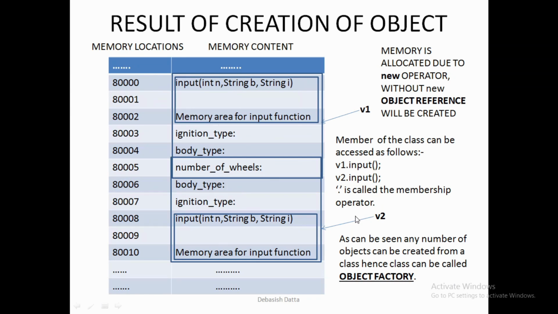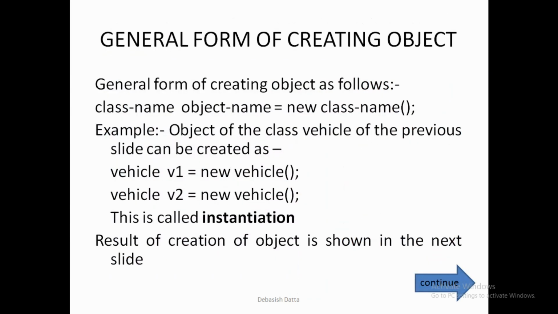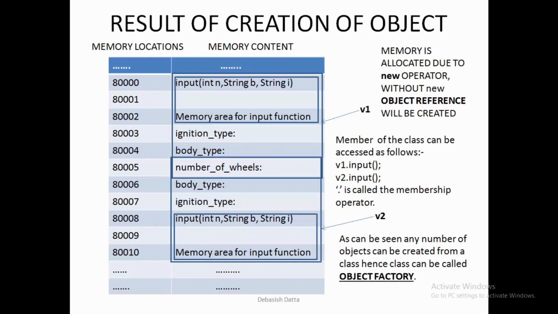Now if we don't write the new operator, that means if we put a semicolon after v1 here, then no memory will be reserved against this object, and instead of creating an object, an object reference will be created, and that object reference will contain a special type of value called null, N-U-L-L, which indicates that it is not an object, it is actually an object reference.